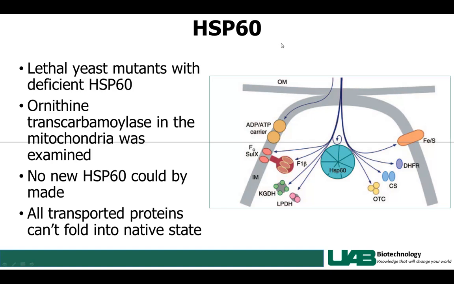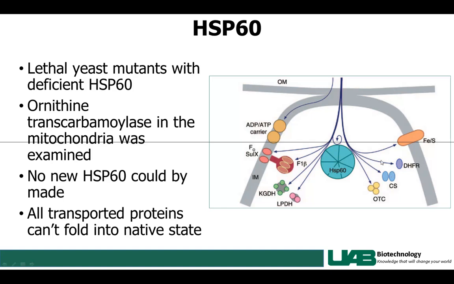This protein is actually transported properly to the mitochondria, but once it got into the mitochondria, it was not folded properly. And so the question was, what is keeping this from folding? This was not the only enzyme that people looked at. People looked at the monomeric iron sulfur protein.